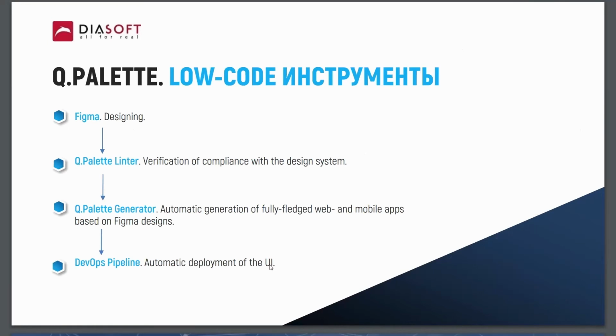This is the step-by-step process. Firstly, we create a design in Figma. Then, using Digital Q.Palette linter, we check if the created design corresponds to the selected design system. After this, we generate and finalize a web application or a mobile application and launch the pipeline for the assembly and delivery of the application in the user browser or mobile device.